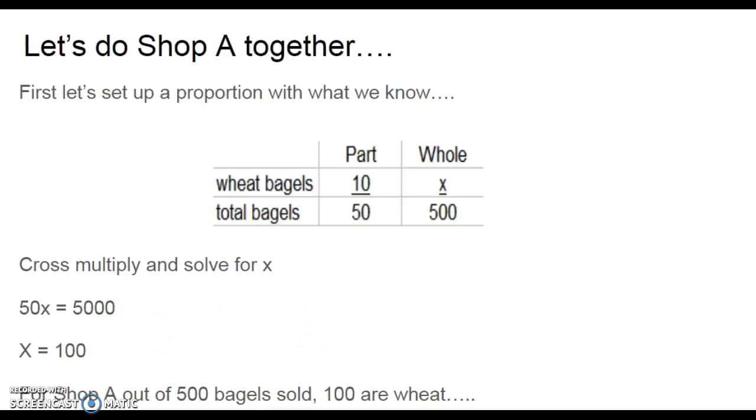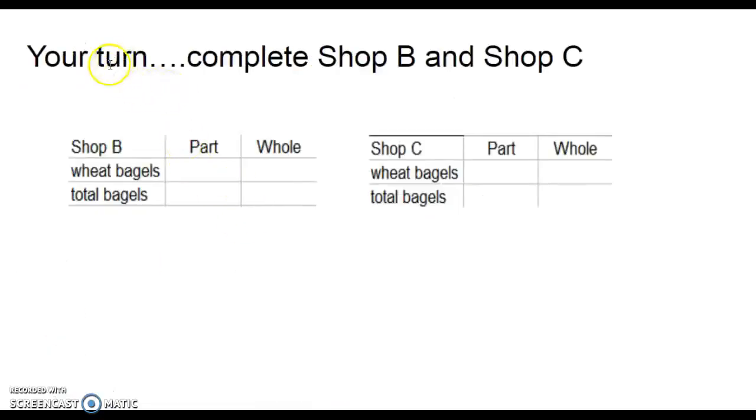Now on your notes, it's your turn. You can complete the information for Shop B and Shop C. You'll need to go back in the video to see what the original numbers were.